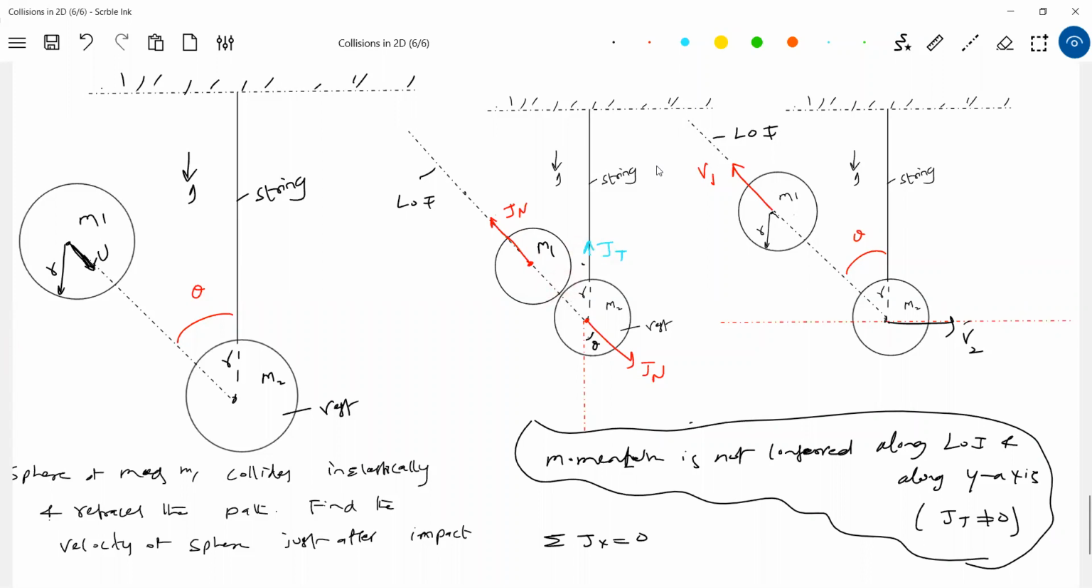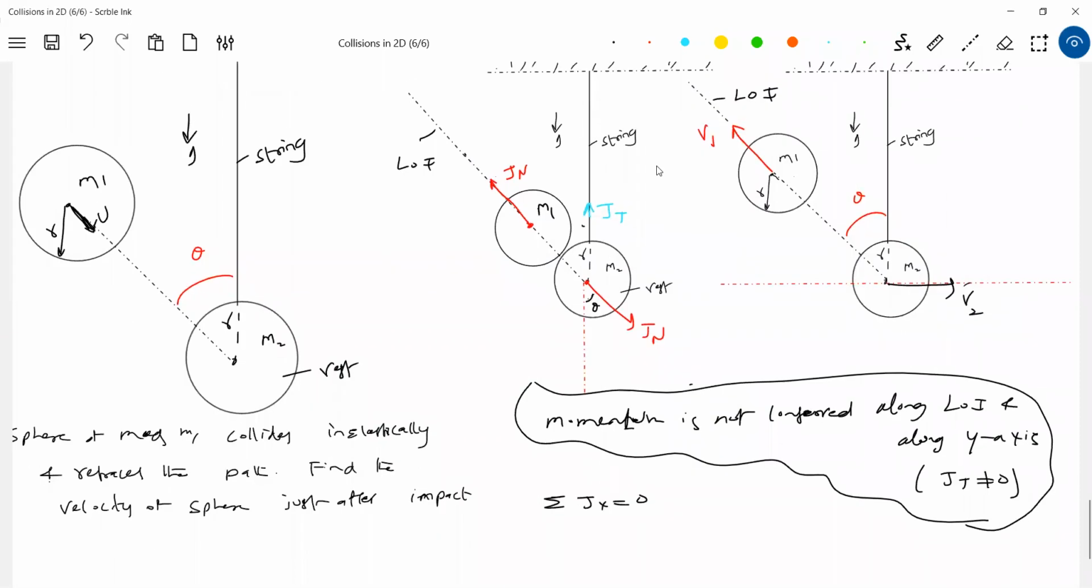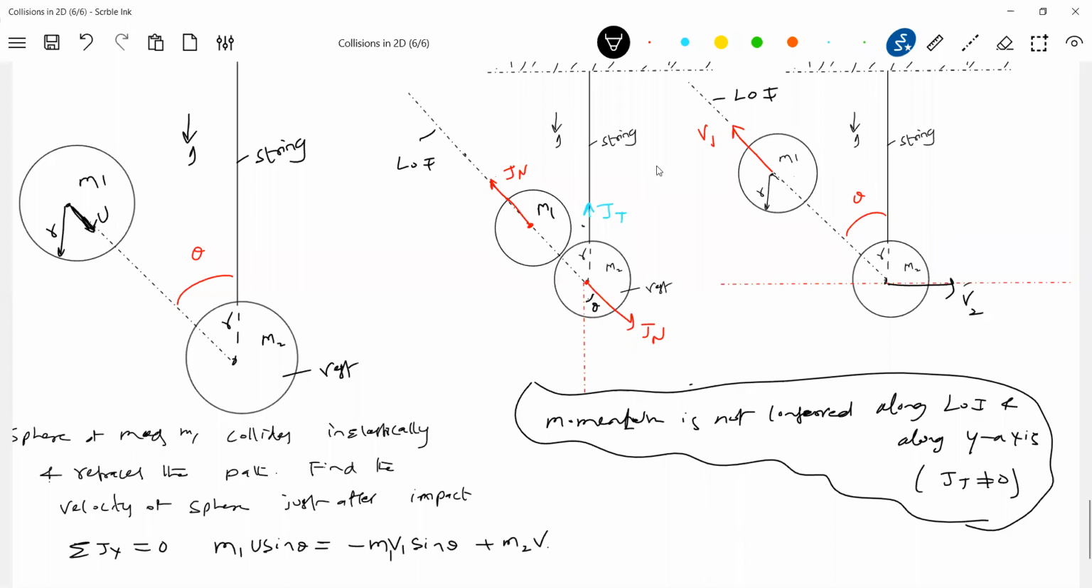Now applying conservation of linear momentum. Initial momentum m1. I'll write all the sets of equations here. Applying, m1 u sin theta minus m1 v1 sin theta plus m2 v2. How many unknowns are there? v1 and v2 are two unknowns. I need one more equation.